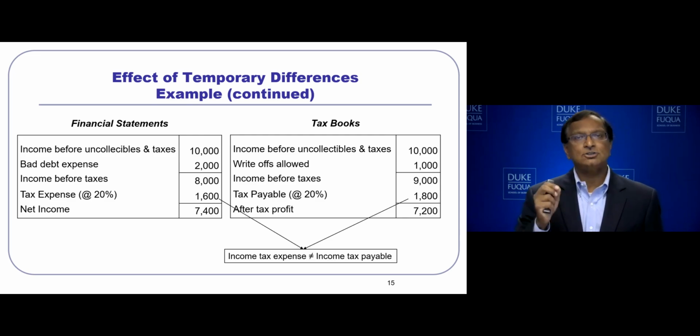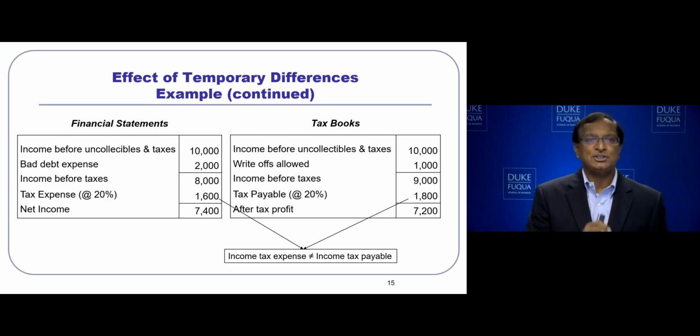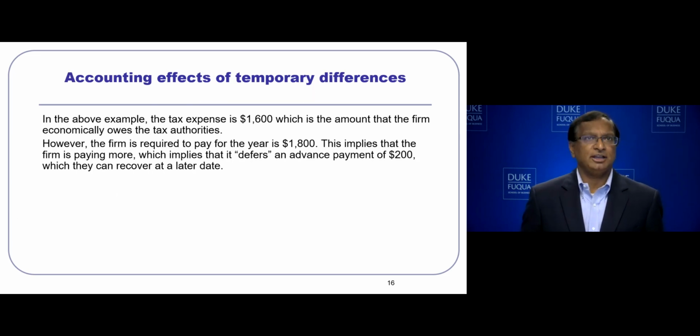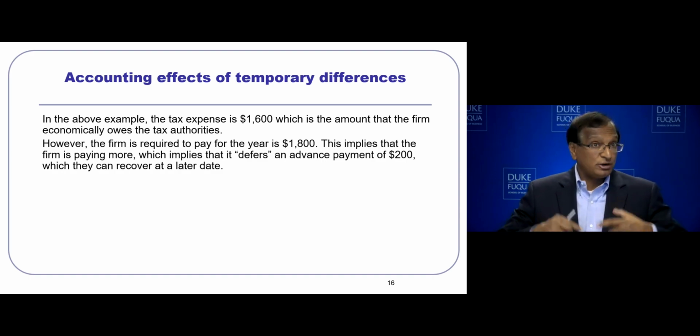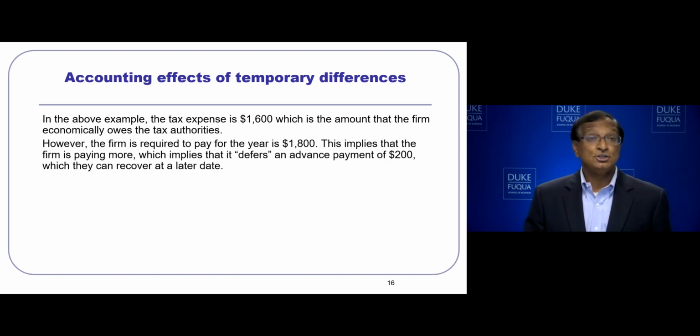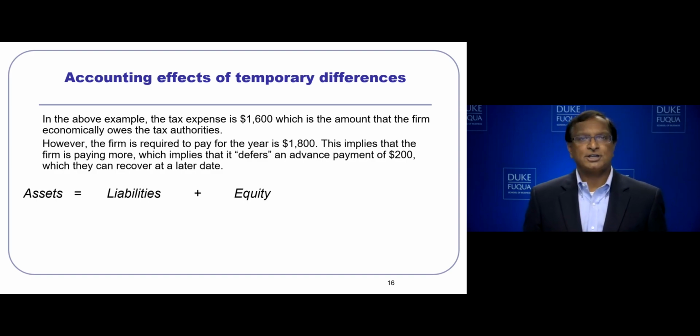Here, the tax that is owed to the tax authorities is $1,800, which is more than the economic owed amount of $1,600. So this results in a deferred tax asset, which you'll see with the accounting of this temporary difference. So in this example, the tax expense is $1,600, which is what the firm economically owes, but it is paying more, which means it has paid something in advance, which they will recover at a later date. So let's see the accounting to understand this better.